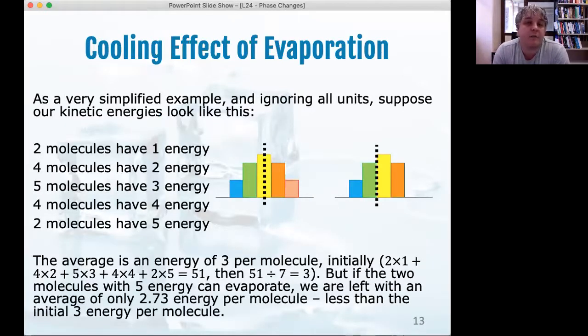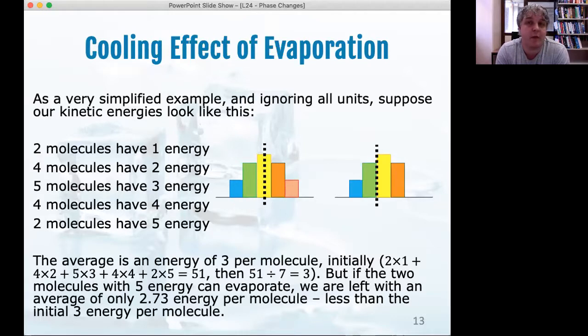Just to hopefully drive this home, I've done a little illustration with a really simple few-molecule substance, whatever it happens to be. We've got two molecules with one energy. I'm not worrying about units, we're talking about the magnitude and the idea of this cooling effect. 4 molecules with 2 energy, 5 with 3 energy, 4 with 4 energy, and 2 with 5 energy. So that produces the graph in the center of the slide.